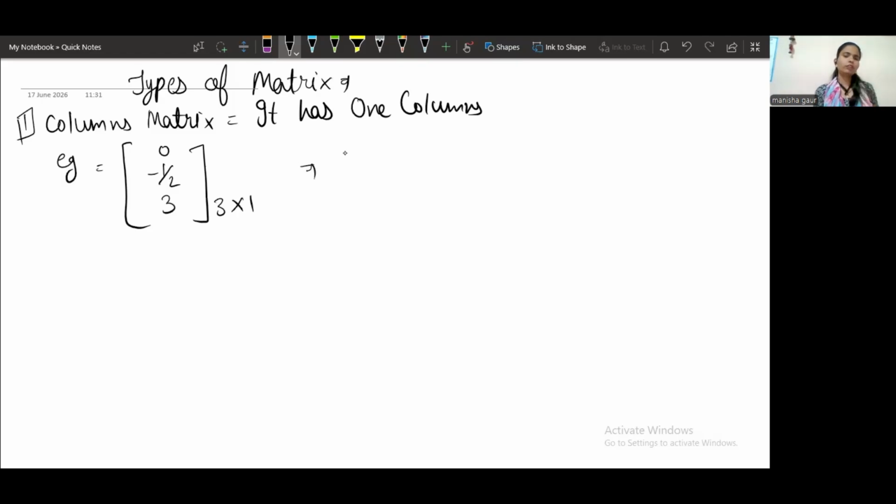If you write it in general form, how will you write it? The elements are in the form of Aij. Here the order would be M cross 1. The columns will always be 1.